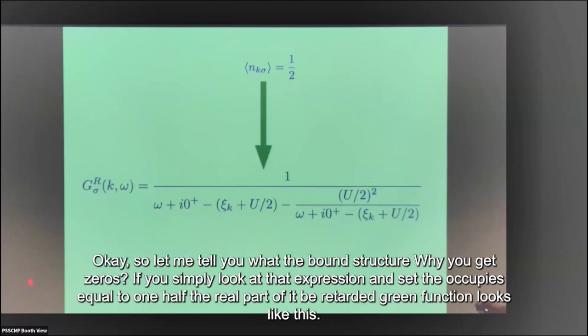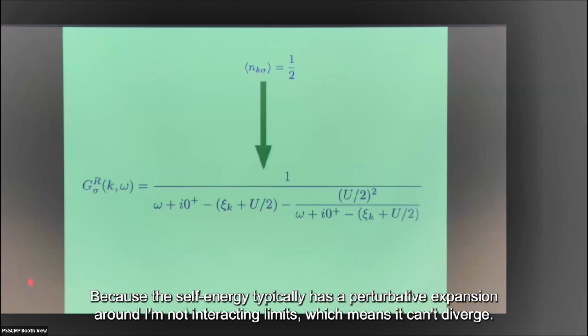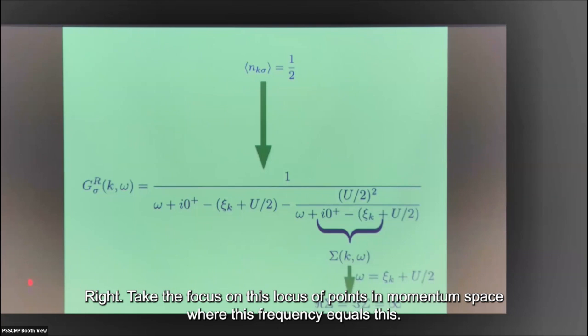If you simply look at that expression and set the occupancy equal to 1/2, the real part of the retarded Green function looks like this. And you can interpret this quantity. Let's just say it's something. It's not the self-energy, because the self-energy typically has a perturbative expansion around the non-interacting limit, which means it can't diverge if you call it the self-energy. But it turns out this quantity diverges. Okay, but I did call it the self-energy. Okay, sorry, right.